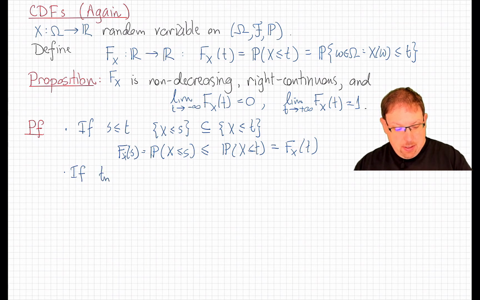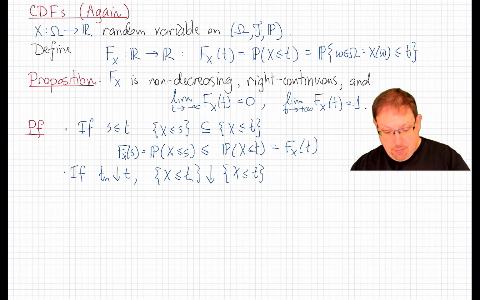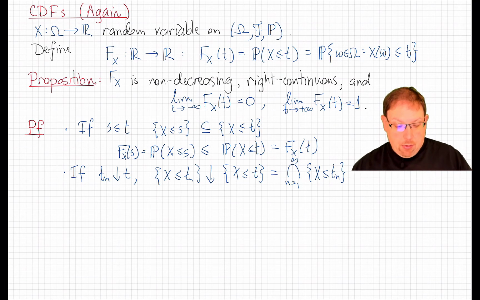Now for right continuity, we'll be slightly vague here. If T_n is a sequence of real numbers that decreases to a real number t, then the sequence of events that X is less than or equal to T_n decreases to the event that X is less than or equal to t. That is to say that the event that X is less than or equal to t is the intersection of the events that X is less than or equal to T_n. Now that claim might seem like it requires some sort of continuity of the function X, but it doesn't. And in the next lecture, we'll get into the particulars of statements like this. For now, let's take it on faith.